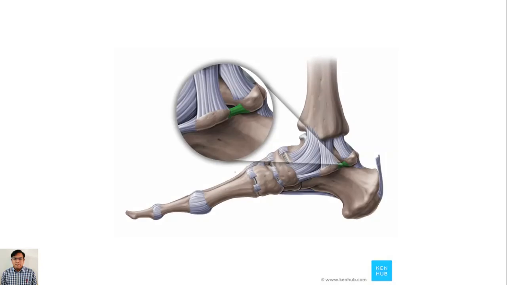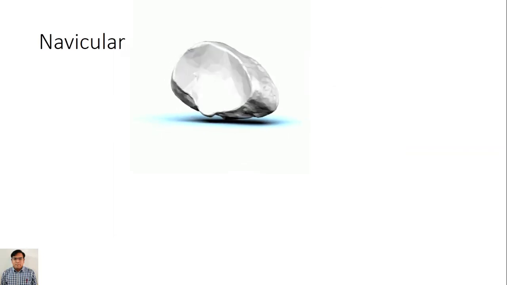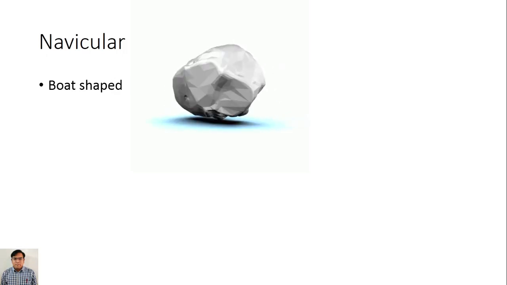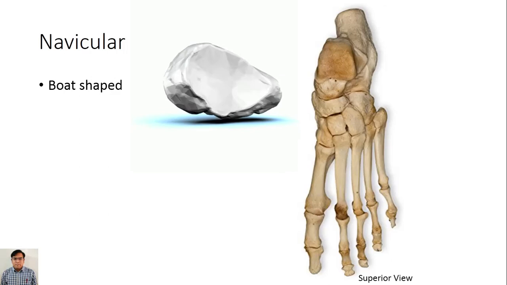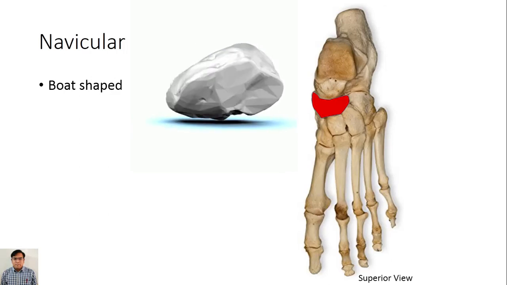The other ligament is the medial talocalcaneal ligament, this green structure. Now the navicular bone, it is shown separated. This is the superior view and this is the navicular bone.